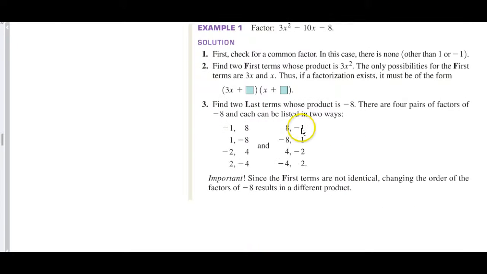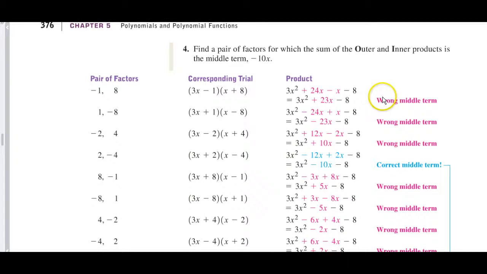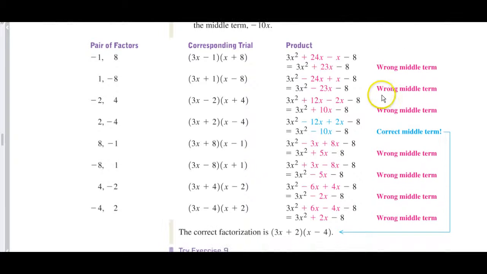Now the book does build you up and give you a little more material if you need it. And they're showing you all of the possibilities you could have. But the only correct middle term was this one.